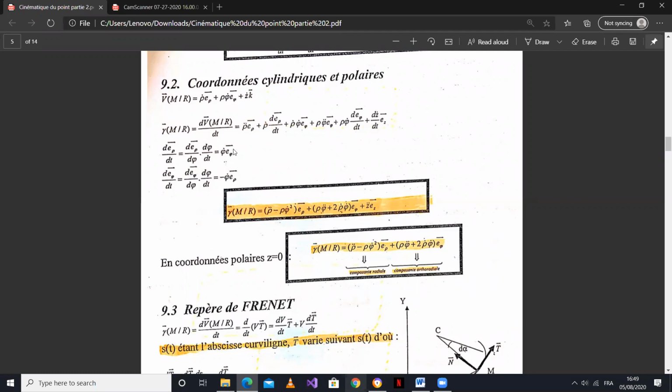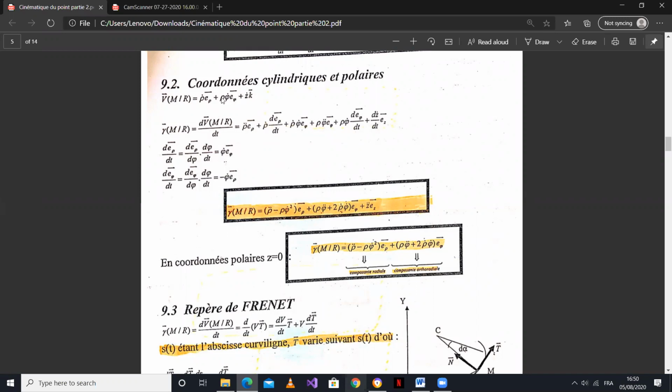Ça, on l'a déjà démontré. Okay? We showed this. d e_rho d phi gave us e_phi. And then d phi dt is phi point. You simply just write phi point. So when you derive d e_rho dt, it is going to give you phi point e_phi. So here we have rho point phi point e_phi, from this expression here.